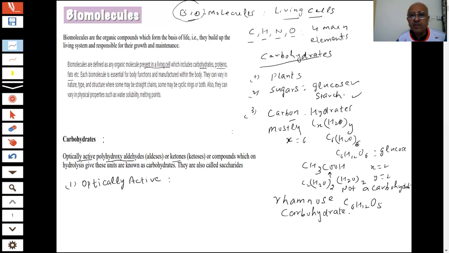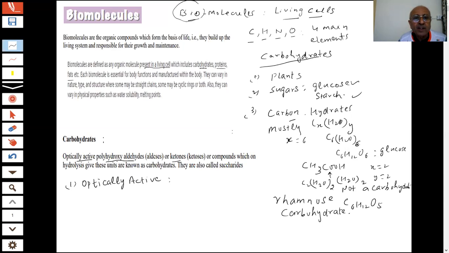There are two of these mirror image isomers, which we told you are called enantiomers. One rotates the plane polarized light clockwise, and the other rotates it anti-clockwise. So they are optically active, which means at least one asymmetric carbon must be there.